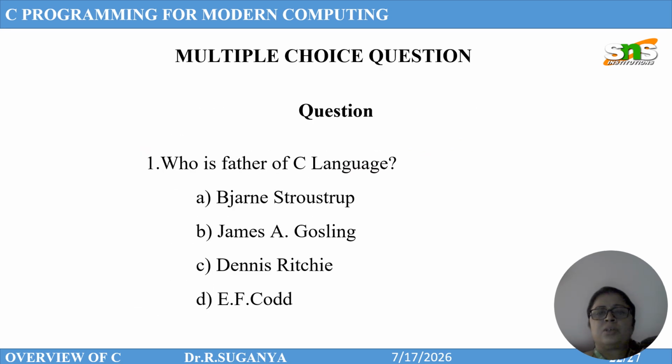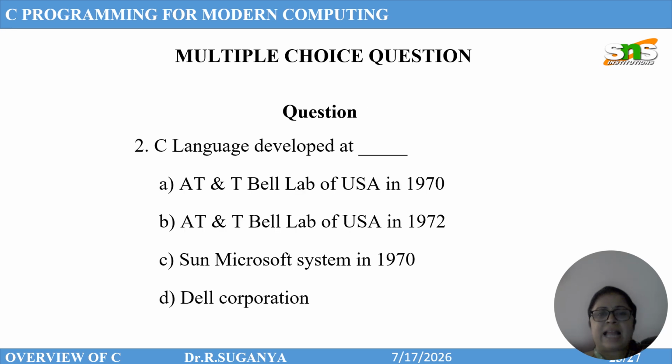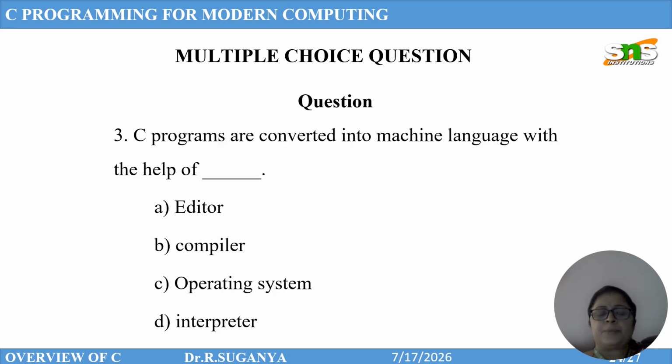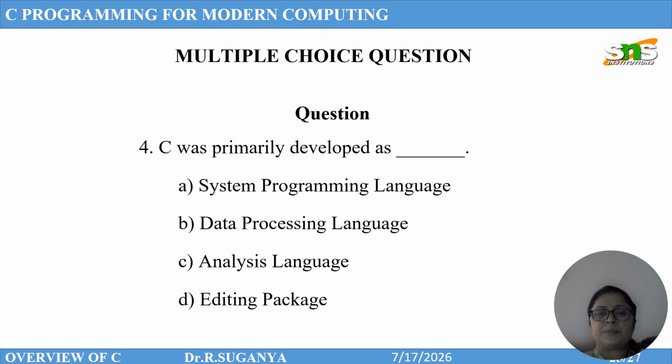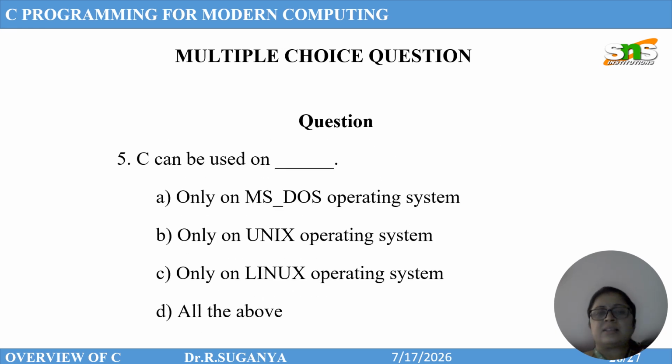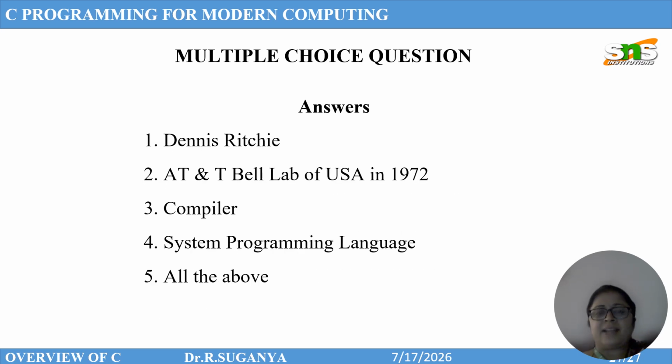So this is a question, multiple choice questions are available. Who is the father of C language? C language was developed at, C programs are converted to machine language with the help of, C was primarily developed as, C can be used on. So these are the answers given here.